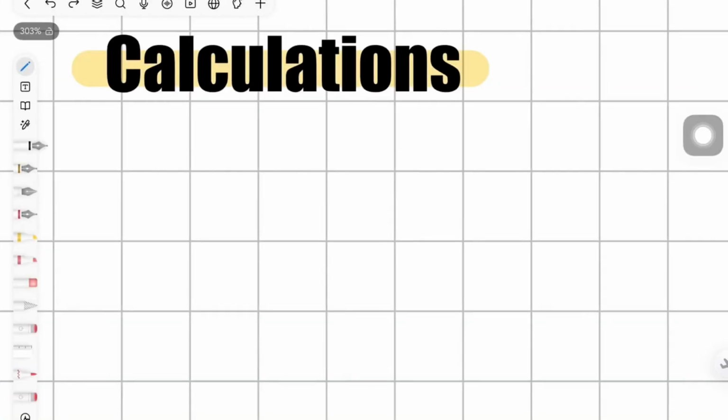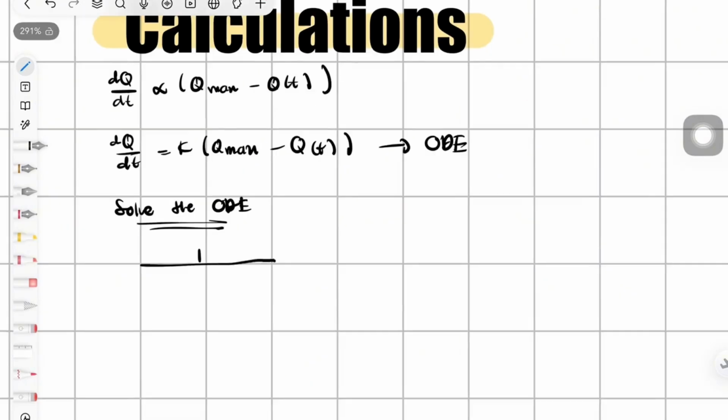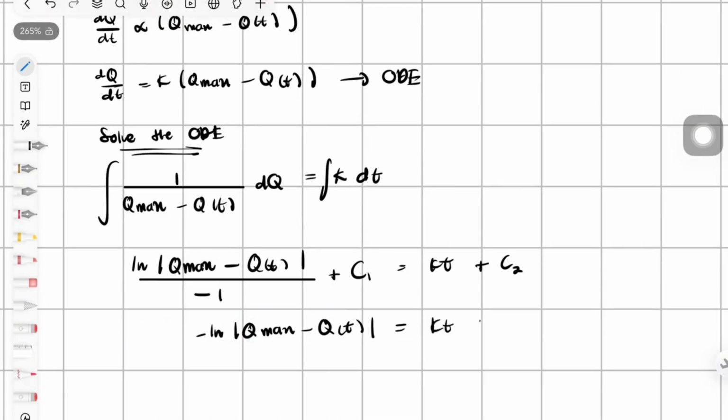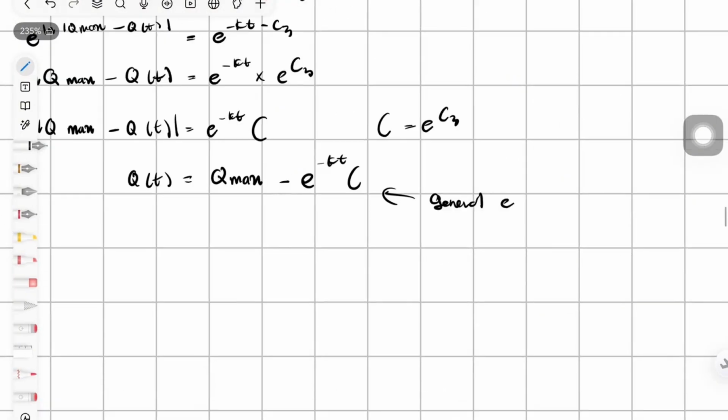For the calculation part, first things first, we need to assume that the charging rate is proportional to the difference between maximum charge minus current charge. And we will get dq over dt is equal to k constant times the difference between maximum charge and current charge, which is our ODE. Now we're going to solve this ODE by using integration, as it is a separable equation, and we will get the general equation with variables k and c, which is q at a given time is equal to q max minus e to the power of negative kt times c.